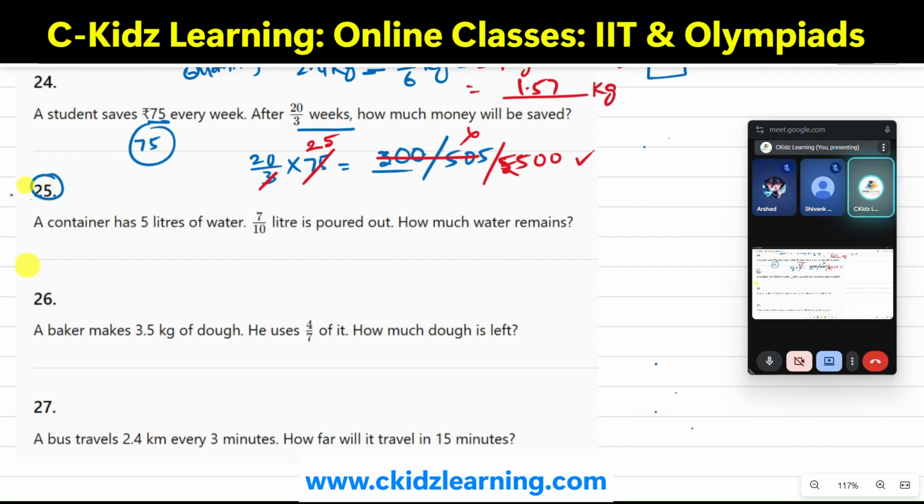Alright, let's go with the 25th problem. A container has 5 liters of water. 10 liters is poured out. How much water is remaining? So what is the operation we do here? So subtraction. It clearly says that it is a quantity, and it is a quantity. He was asking the remaining amount of water. So simply subtract. Very good.